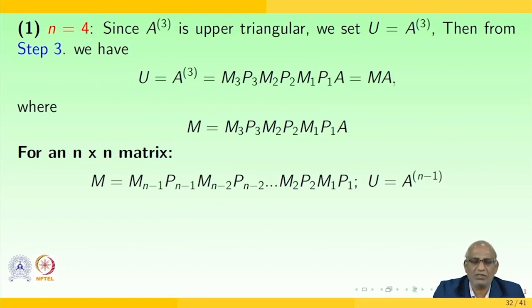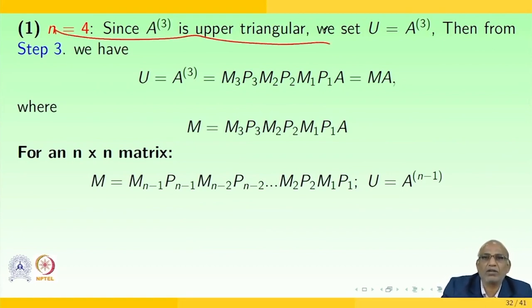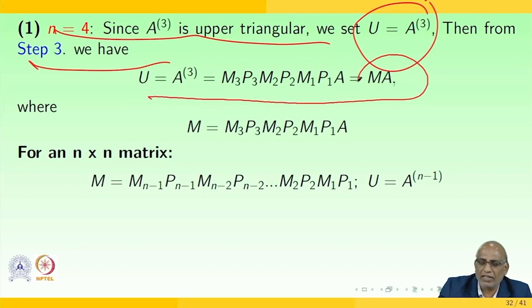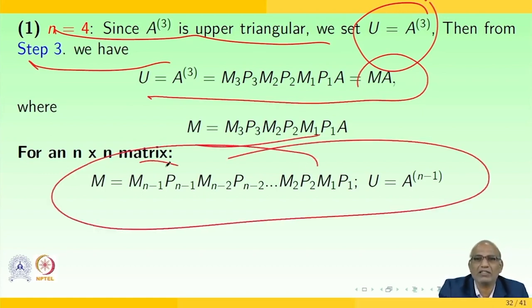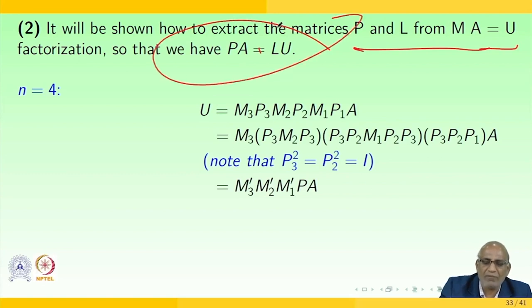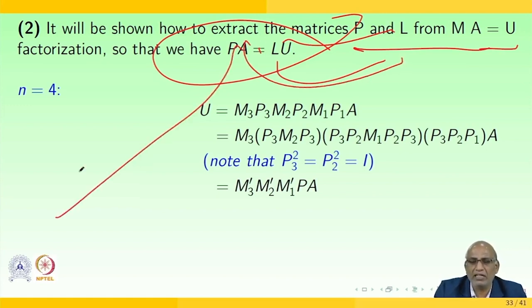This can be shown in two steps, and step 1 is for n equal to 4. A3 is an upper triangular matrix, so you can write U is equal to A3. Then from step 3, A3 is written like this, and for an n by n matrix, it will be like this. It will be shown how to extract the matrices P and L from the factorization, so we will have PA is equal to LU, where U is the upper triangular matrix, L is the lower triangular matrix, A is the coefficient matrix, and P is the permutation matrix.